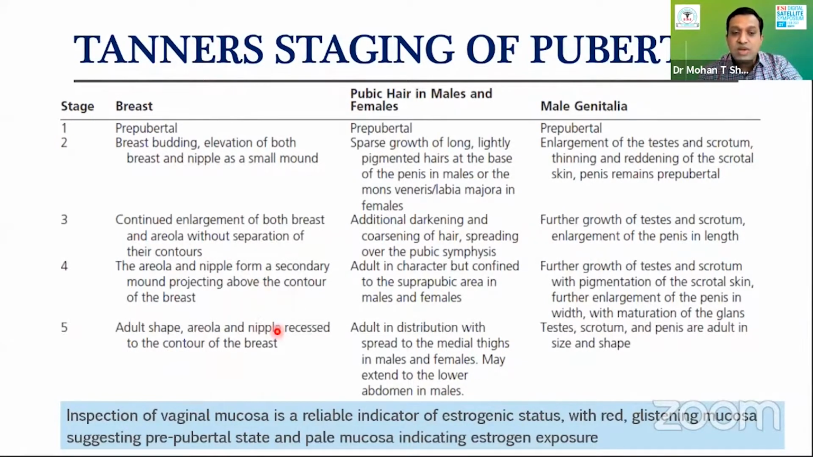And you can see inspection of the vaginal mucosa is a reliable indicator of estrogenic status, because red glistening mucosa suggests a pre-pubertal stage, and pale mucosa indicates exposure to estrogen.